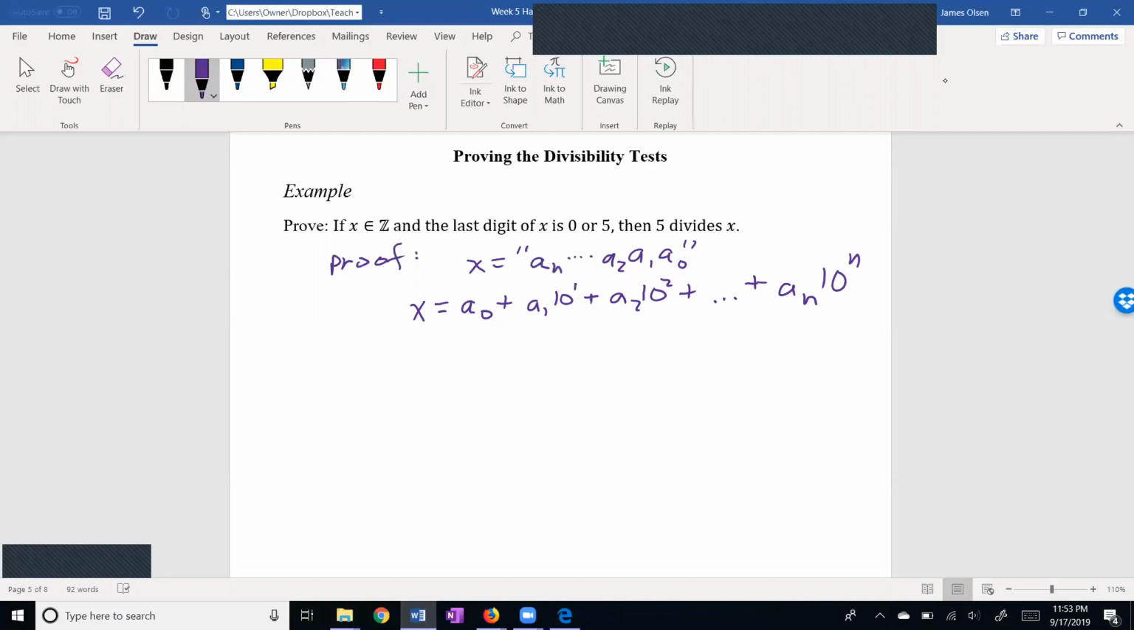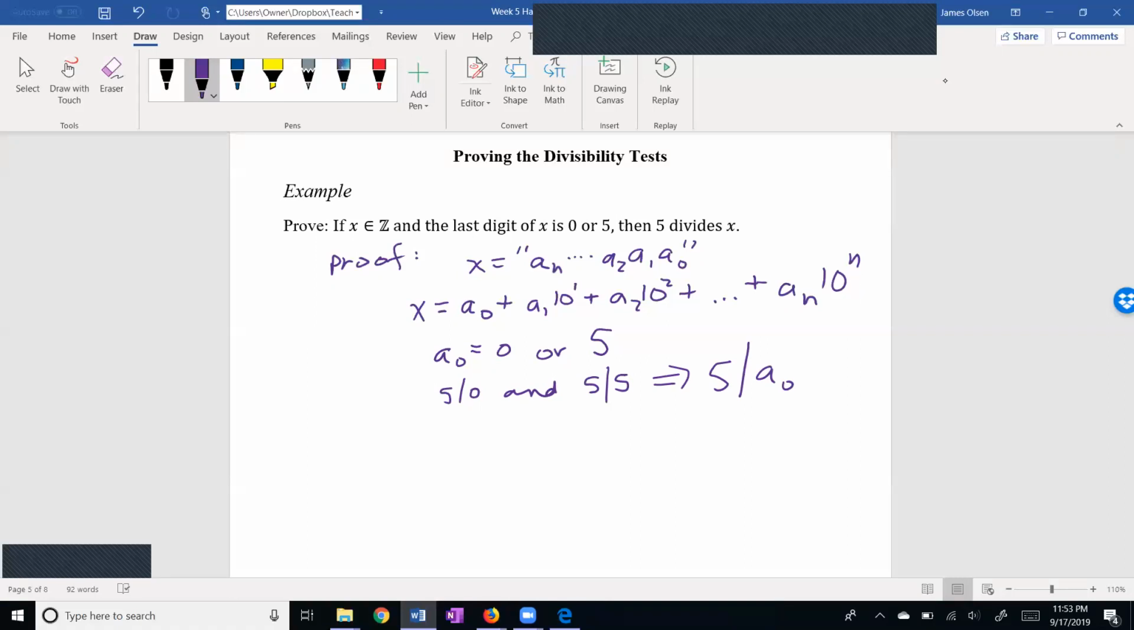Now we take our particular fact. A0 equals 0 or 5. That was our given information. That was in the if clause of our theorem. 5 divides 0, and 5 divides 5. This implies that 5 divides A0. So the last digit is divisible by 5. This is our particular piece of information.